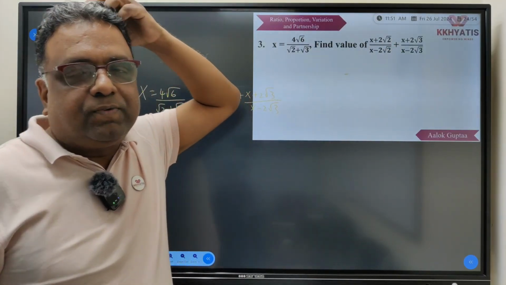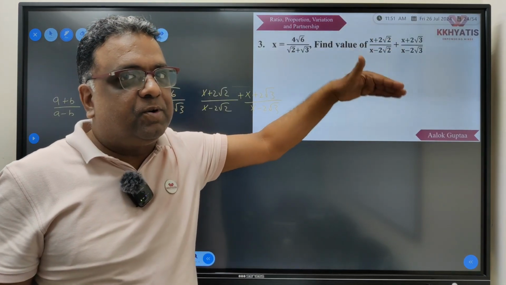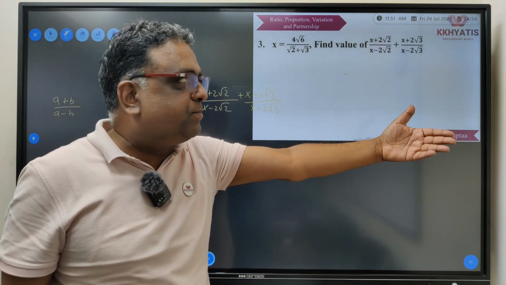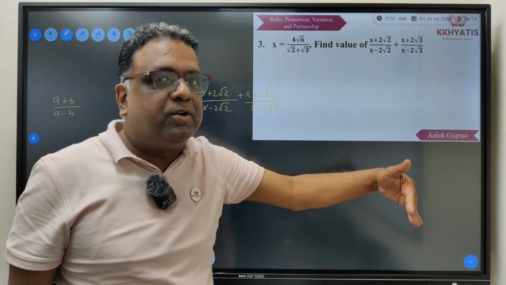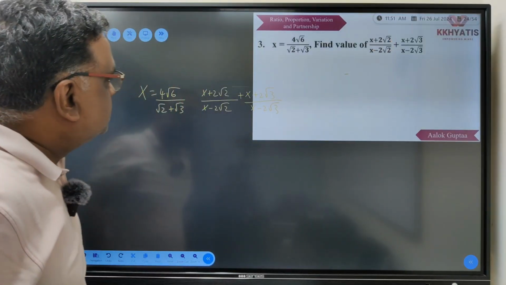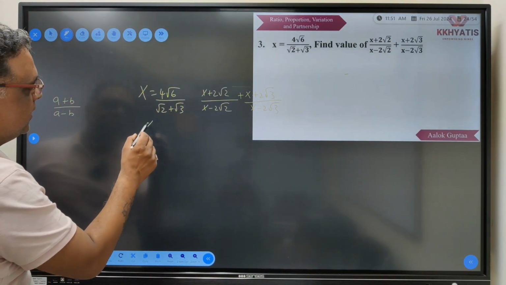So how do I get the ratio of x upon 2 root 2? Because if I get the value of x upon 2 root 2, I can apply componendo and dividendo, and I can actually find out this part. So what has been given to us? So I require x upon 2 root 2, right?